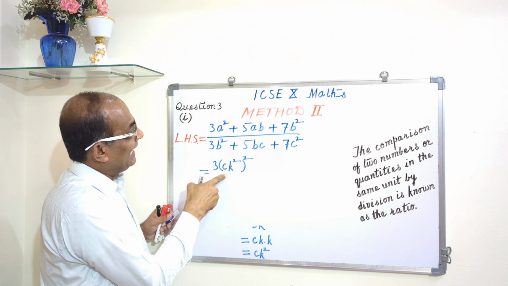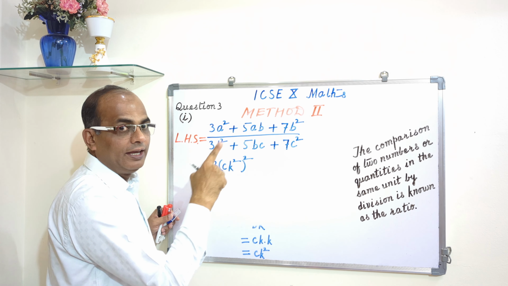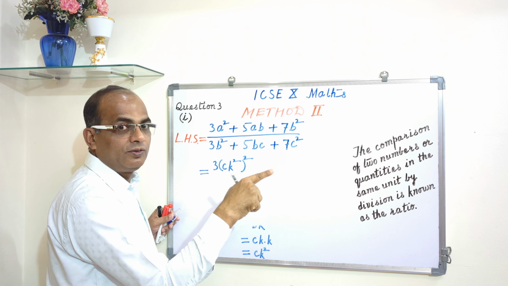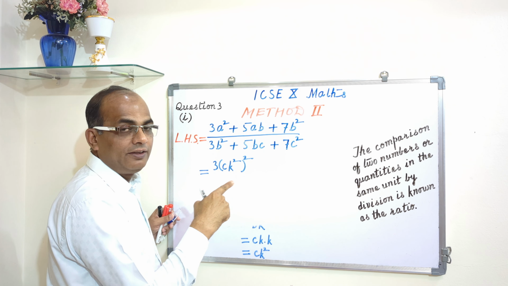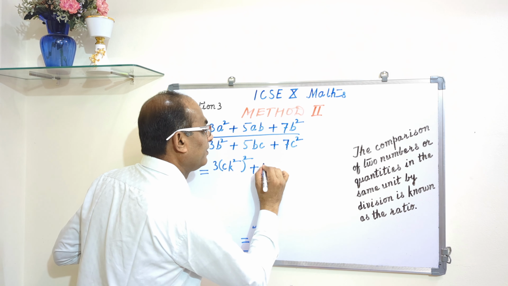A is ck square. All right, a upon b is equal to b upon c. So b is equal to ck and a is equal to ck square. All right, so a is equal to ck square plus phi.